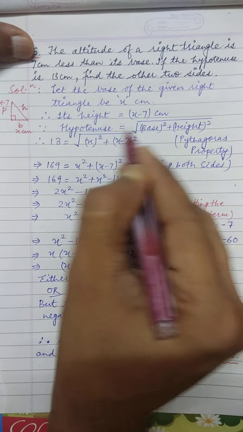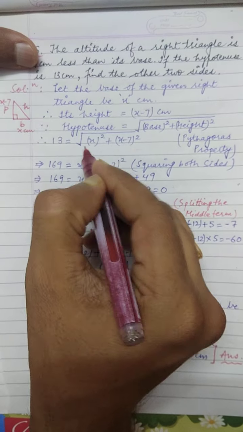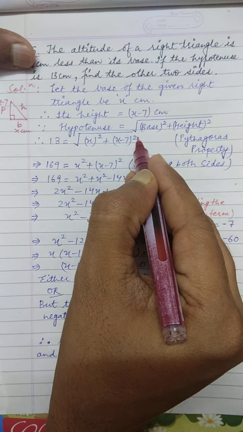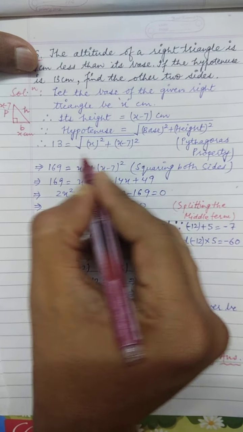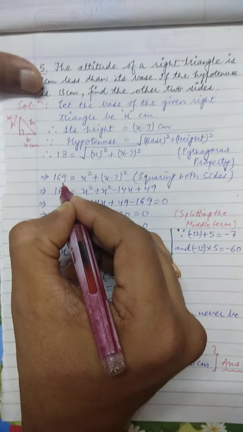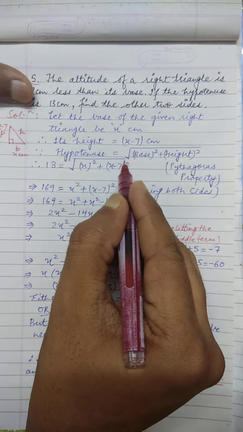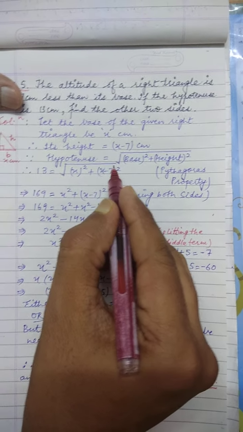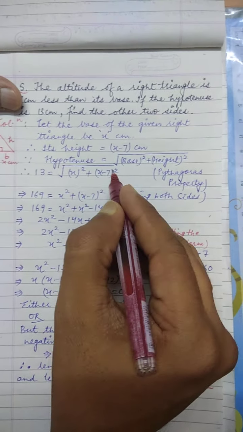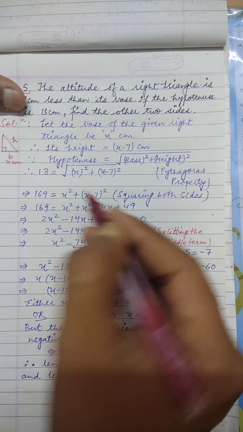Base we have supposed x and height as x minus 7. Substituting values in the given formula, we will get 13 is equal to under root of x square plus x minus 7 whole square. Squaring both sides, 13 square will give you 169, and when you square the under root term, the under root sign will be abolished and we will get x square plus x minus 7 whole square.